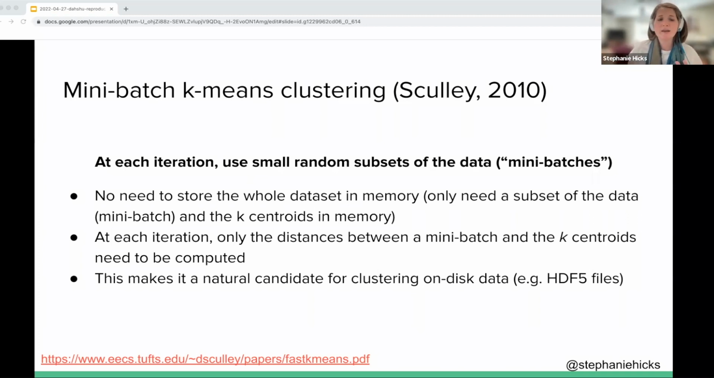So in this way, you don't need to store the whole data set into memory. You only need to store a subset of the data set, specifically the mini batch and the k-centroids at any given point. At each iteration, only the distances between the mini batch and the k-centroids need to be computed. So that's a much, much smaller distance matrix. And in this way, mini batch k-means is a really natural candidate for working with on-disk data, such as HDF5 or TileDB or SAR.